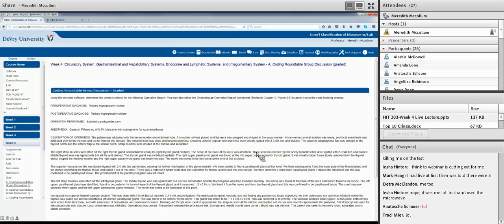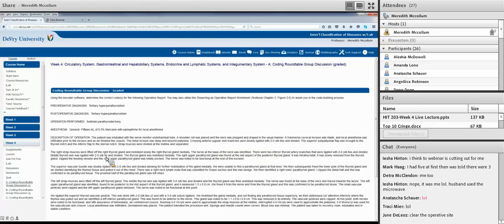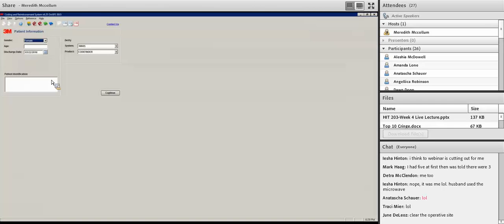It is, they can get to where they need to go. So, you don't have to worry about, they're still at this point, they're unable to find the parathyroid gland at that level. We then subsequently freed the pole of the thyroid gland, and we started identifying the thymus tissue. Yes, clear the operative site. Great point, June.